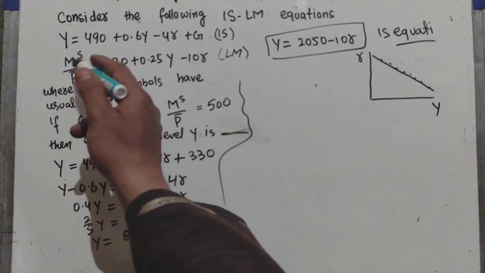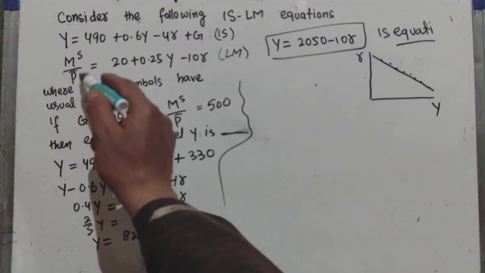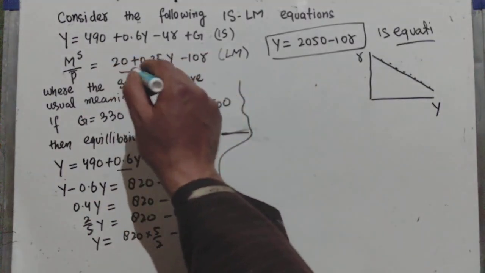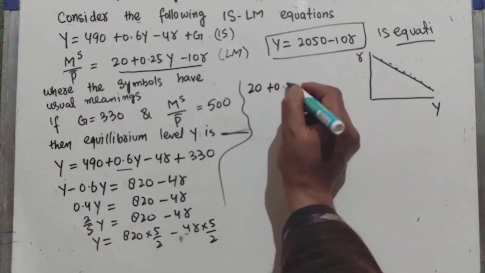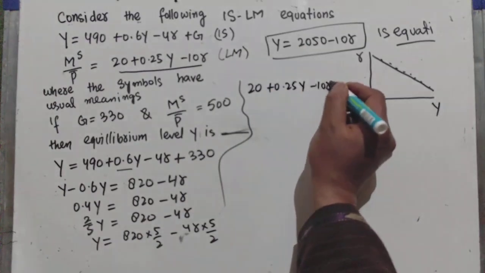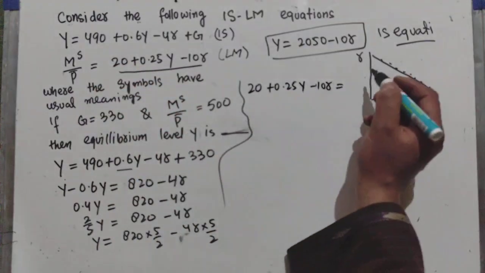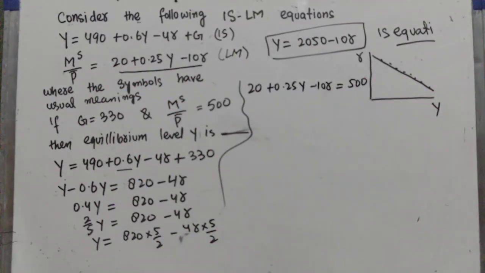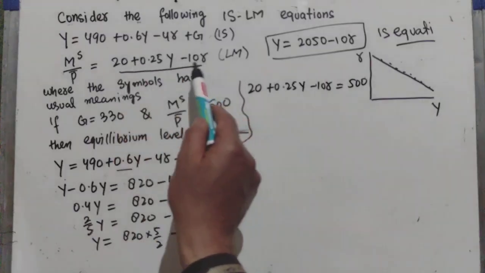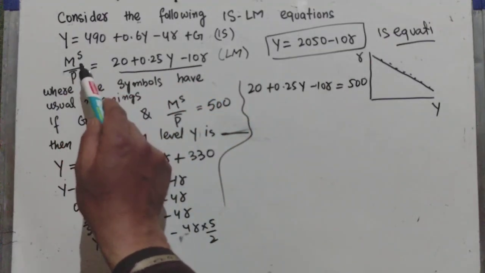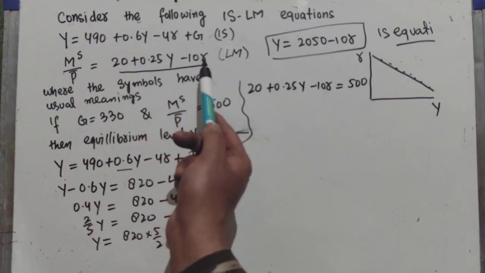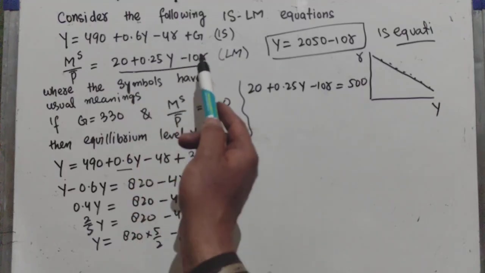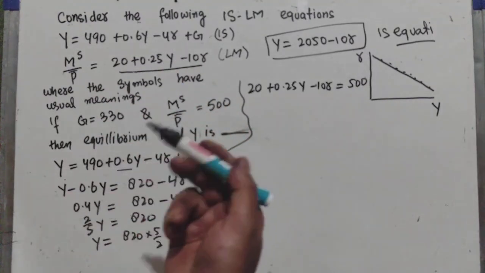Now we need to find out the LM equation. So Ms upon P, which is real money supply, is given to us as 500. Let me first write it on the LHS: 20 plus 0.25y minus 10r is equal to Ms upon P, which is given as 500. This denotes the demand for money, and this shows the supply of money. Demand for money is a positive function of income and a negative function of rate of interest here. This denotes the transactionary demand for money, and this denotes the speculative demand for money. I will not go into detail here.